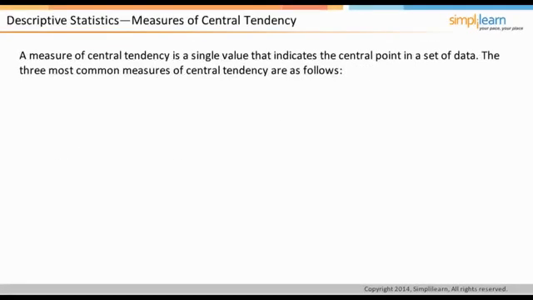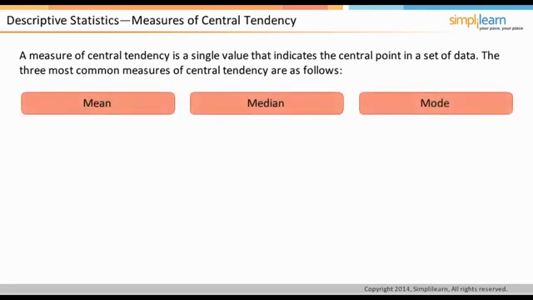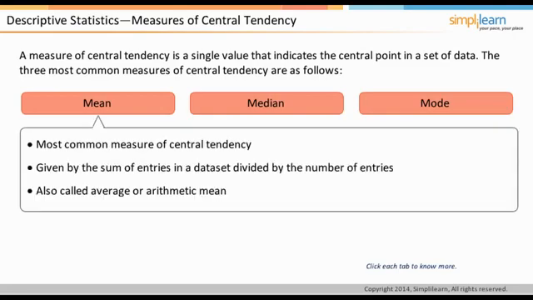A measure of central tendency is a single value that indicates the central point in a set of data and helps in identifying data trends. The three most commonly used measures of the central tendency are mean, median, and mode. Click each measure to know more. Mean is the most common measure of central tendency. It is the sum of all the data values divided by the number of data points. Also called arithmetic mean or average, it is the most widely used measure of central tendency.